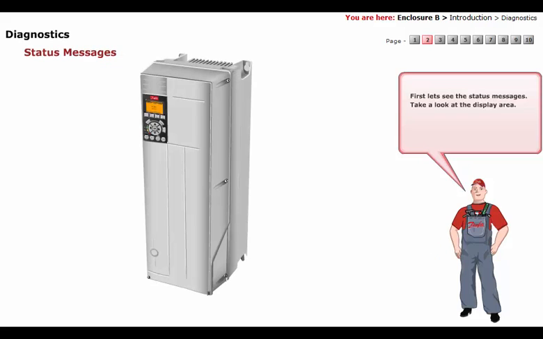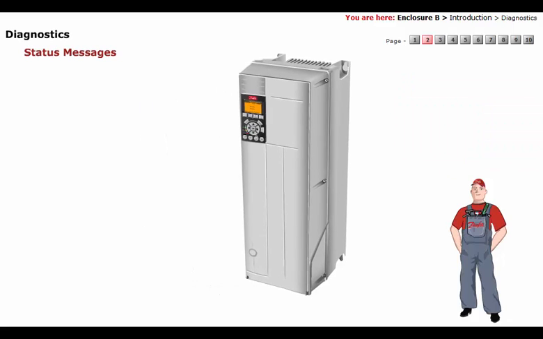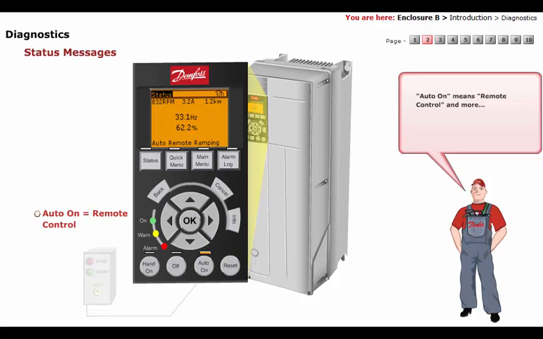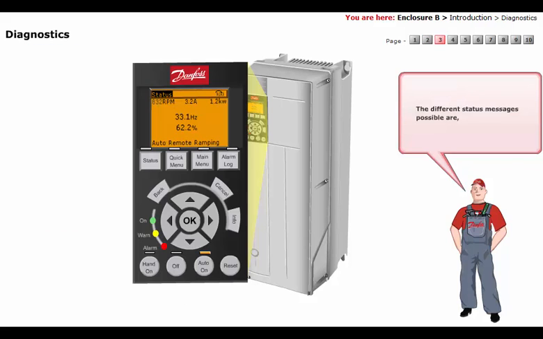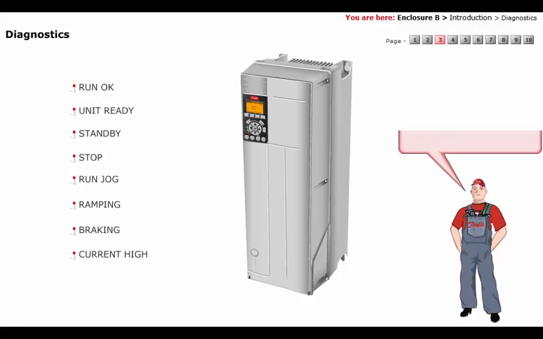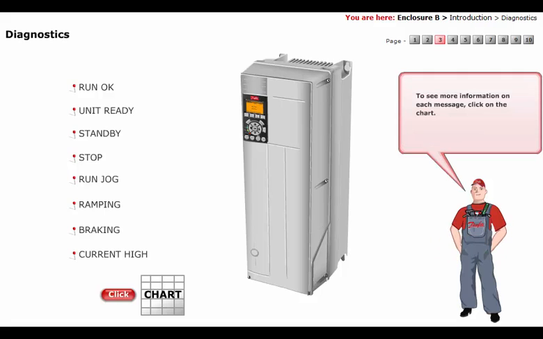First, let's see the status messages. Take a look at the display area. Local means operation through keypad. Auto on means remote control. The different status messages possible are run OK, unit ready, stand by, stop, run jog, ramping, braking, current high. To see more information on each message, click on the chart.